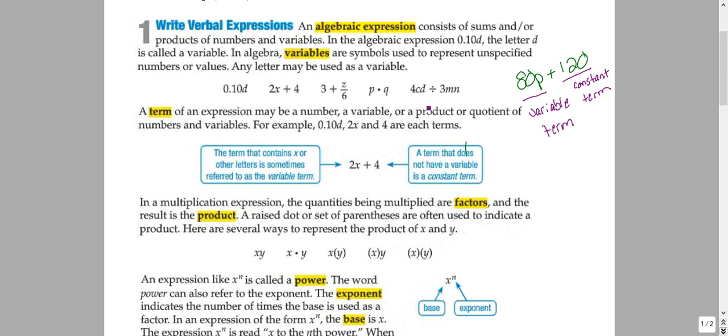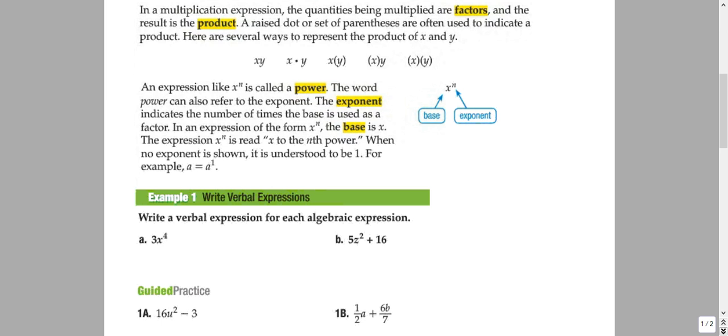If you notice up here, they have 4CD divided by 3MN. That actually is one whole term. This one right here is two terms. We have 3, and that addition sign breaks up the two terms. So anytime that you see an addition sign or a subtraction sign, you know that you're going to have more than one term. Multiplication and division, we can smash as many things together as possible and still have only one term. I'm not going to go over these other vocab words because these are just review, but I did put them in there in case you did need a quick review.